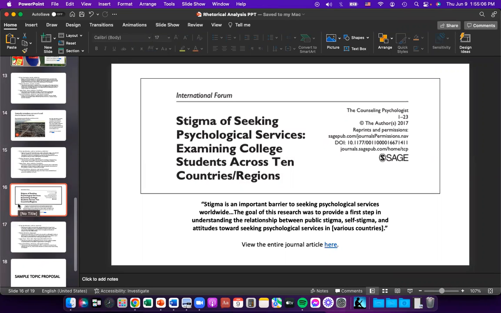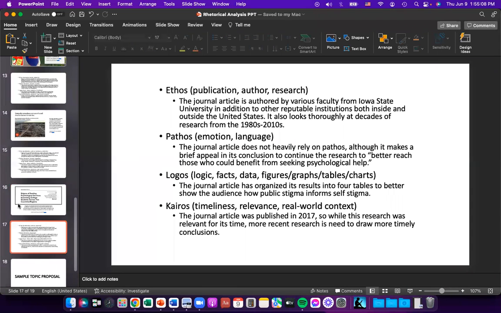I'm going to show you my list. So ethos, you've got various faculty from Iowa State, and you also have other institutions inside and outside the United States. You have some in Hong Kong, you have some in Illinois. And then also, we're looking at least 3 decades of research from the 80s to the 2010s.